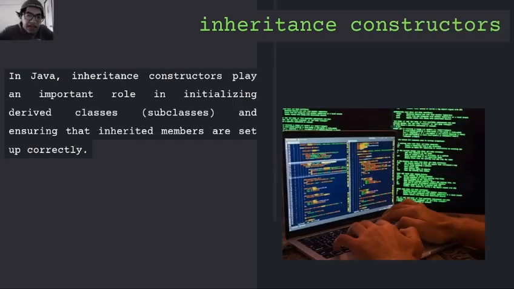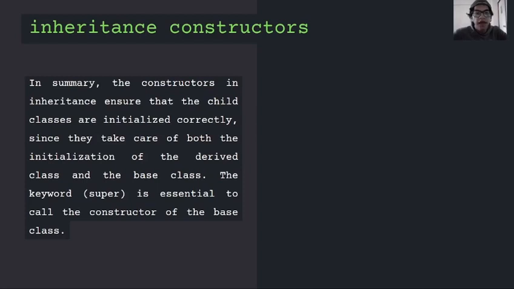Inheritance constructors. In Java, inheritance constructors play an important role in initializing the derived class, the subclass, and ensuring that inherited members are set up correctly. In summary, constructors in inheritance ensure that the child class is initialized correctly, since they take care of the initialization of the derived class and the base class. The keyword super is essential to call the constructors of the base class.